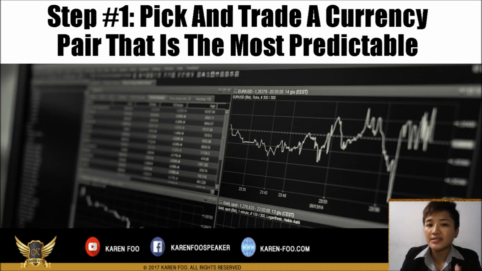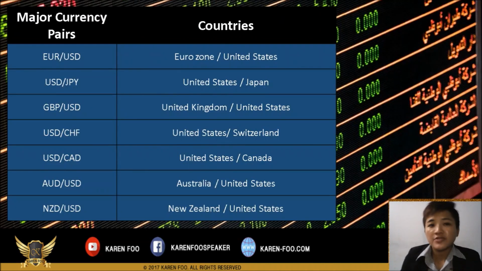Now there are many currency pairs that you can pick and choose. So if you remember when I mentioned which currency pairs are more predictable, remember this time, the higher the liquidity, the more predictable the currency pair. So by now you already know which are the most liquid currency pairs. To recap a little bit, it is the major currency pairs.